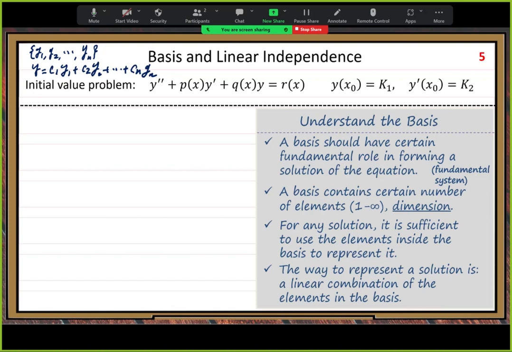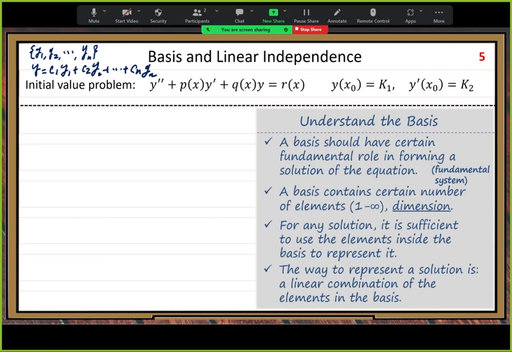So with this form, we can cover all general solutions. That's the meaning and the importance of basis. We only need to find a basis. That's enough. Then we can represent all general solutions using linear combinations of the functions inside the basis. That's simple.